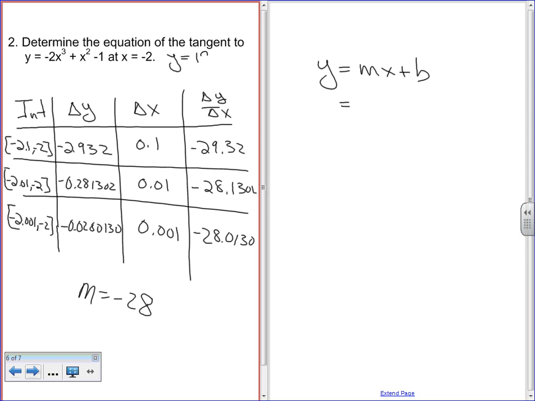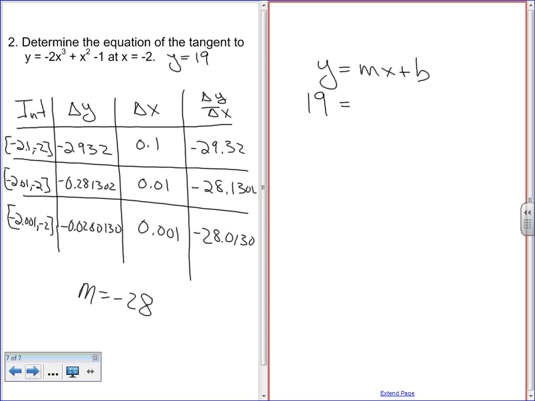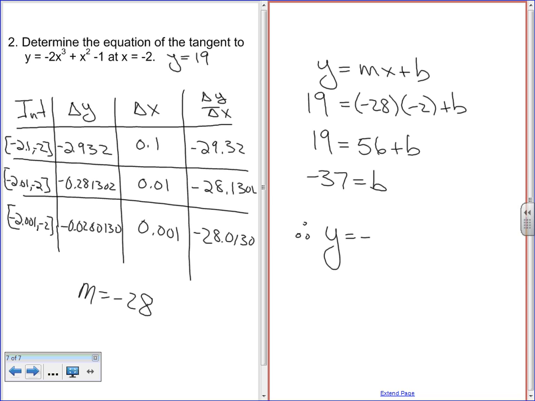And if you do that, I believe you get 19. So then I get 19 for y, negative 28 for m, negative 2 for x, plus b. 19 is equal to 56 plus b. Bring it over to the other side, and I get negative 37 when I collect my like terms. So then therefore the equation of the tangent line is y is equal to negative 28x minus 37.